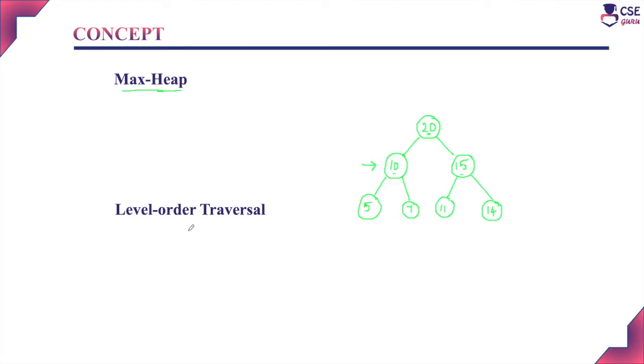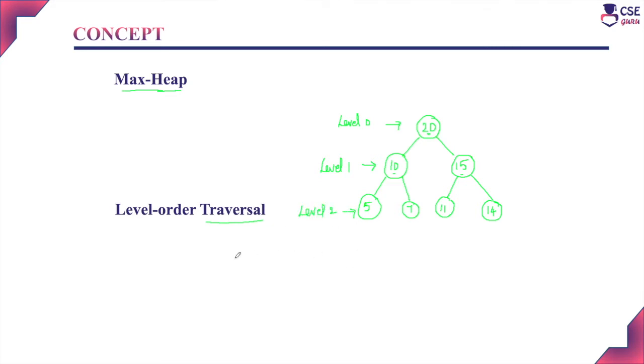Next, level order traversal. Traversal is nothing but visiting each node exactly once in the given binary tree. Level order traversal is nothing but level-wise visiting of the nodes. For example, the root node will be at level 0, child nodes will be at level 1, the grandchildren nodes will be at level 2, and so on.